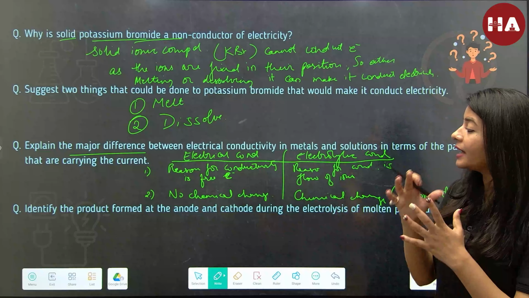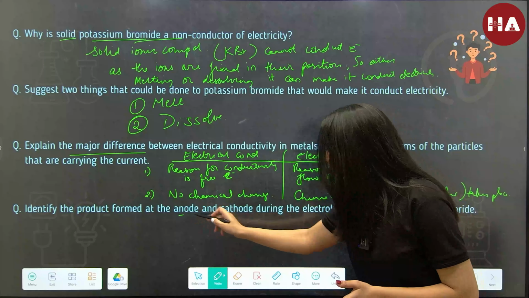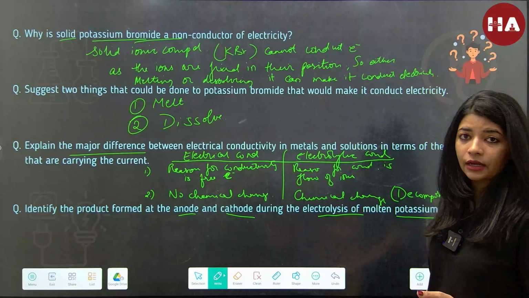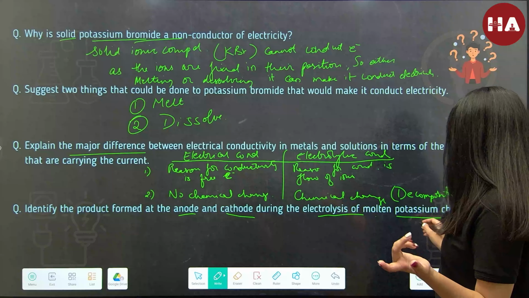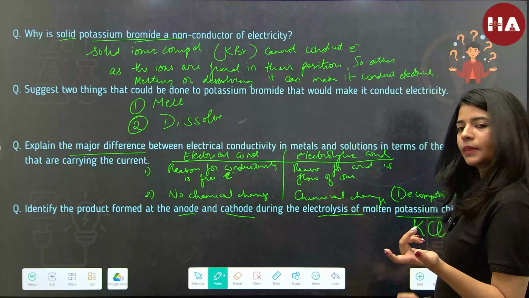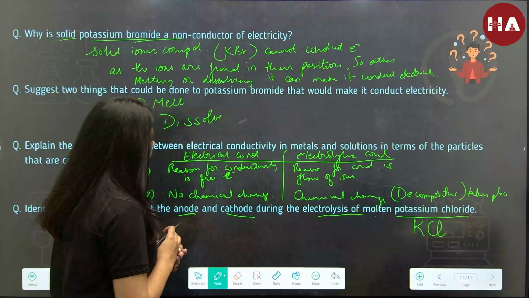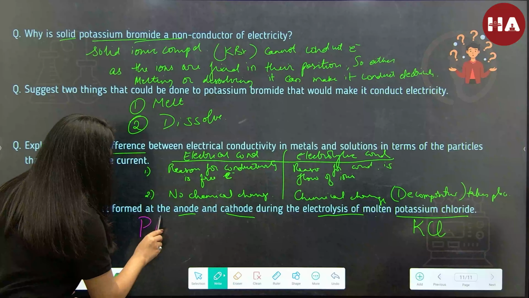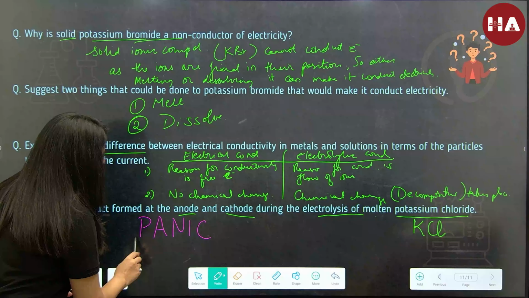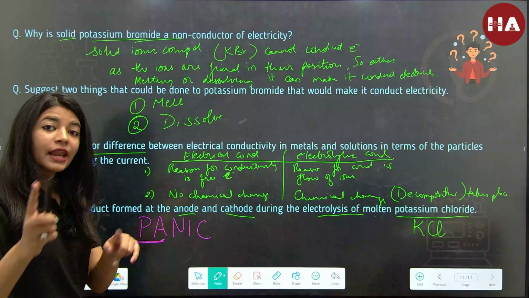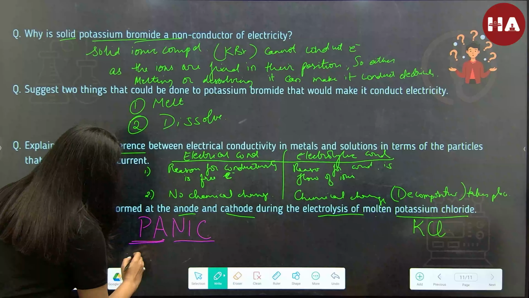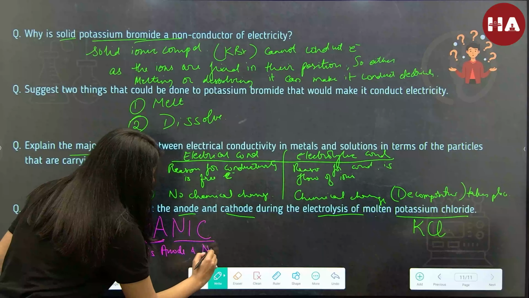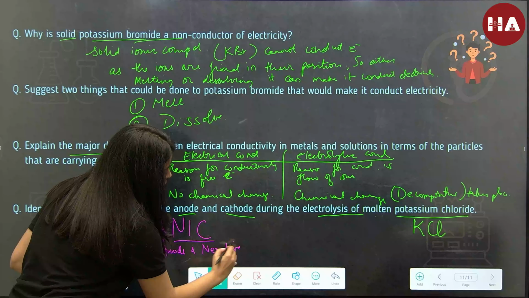Next, your fourth question is, identify the products formed at the anode and the cathode during the electrolysis of molten potassium chloride. So molten, yes, it can conduct electricity. Potassium chloride is nothing but KCl, right? What is anode and cathode again? So I gave you that mnemonic. What was the mnemonic? PANIC, which says positive is anode and negative is cathode. You remember? Let me write down. Positive is anode and negative is cathode, right?